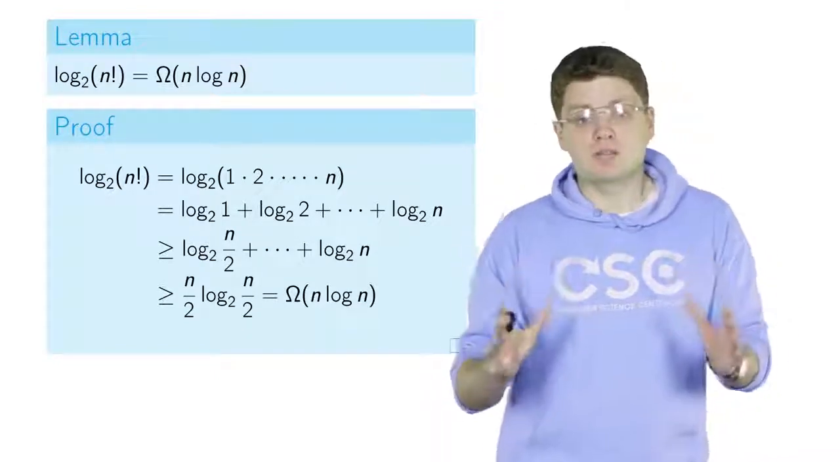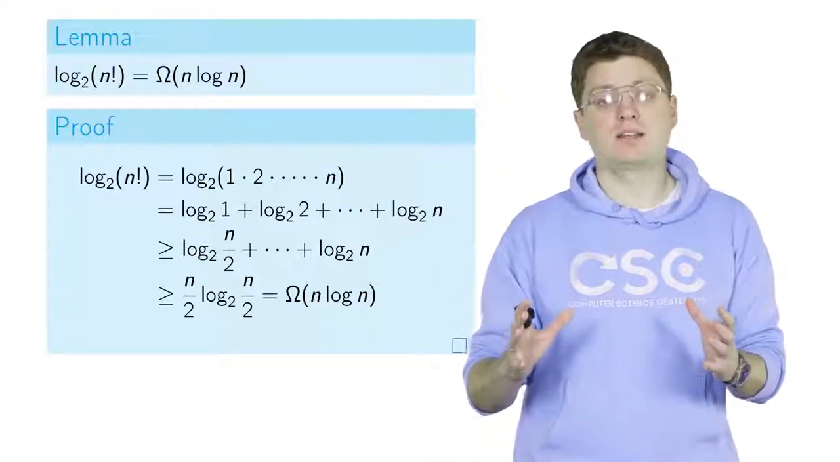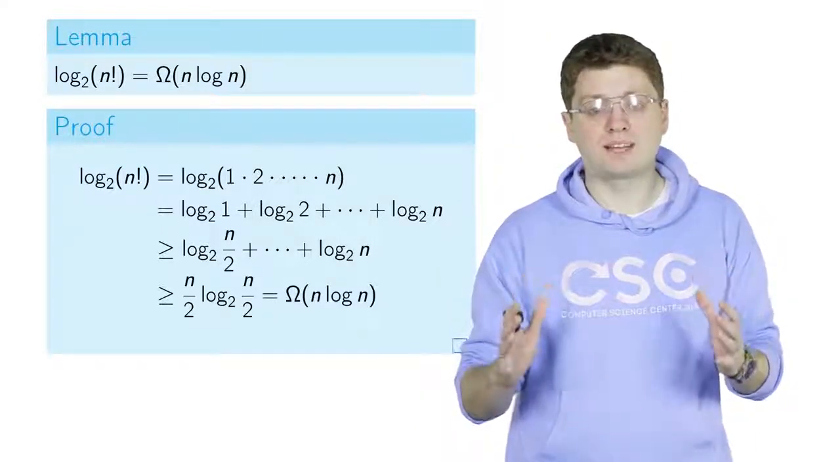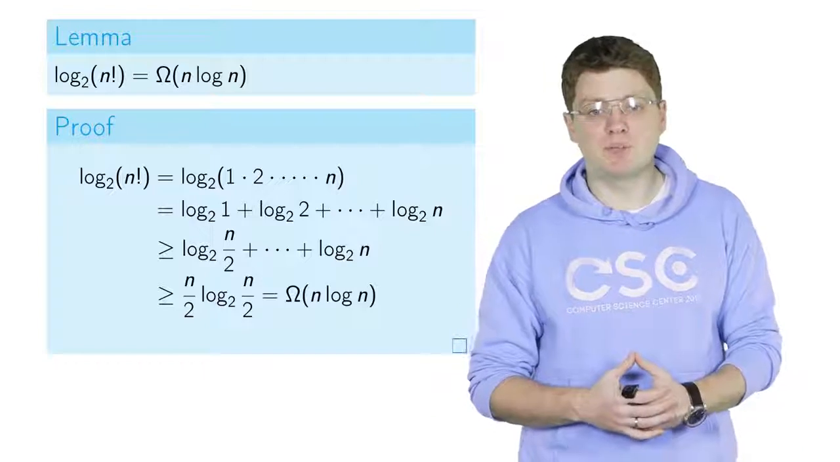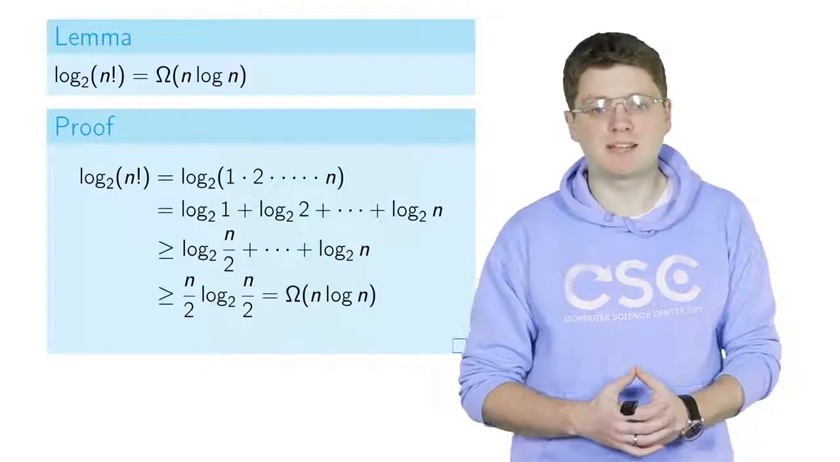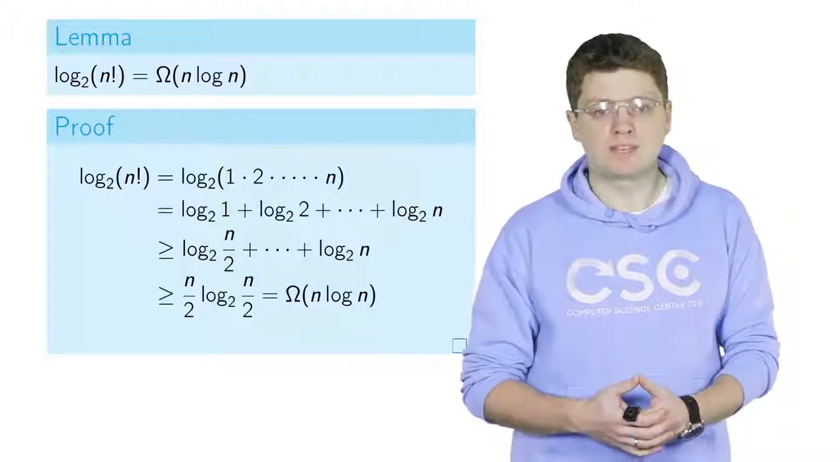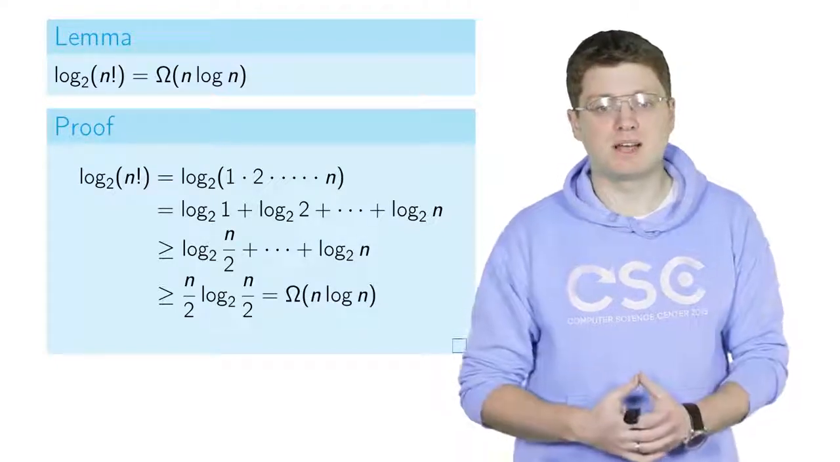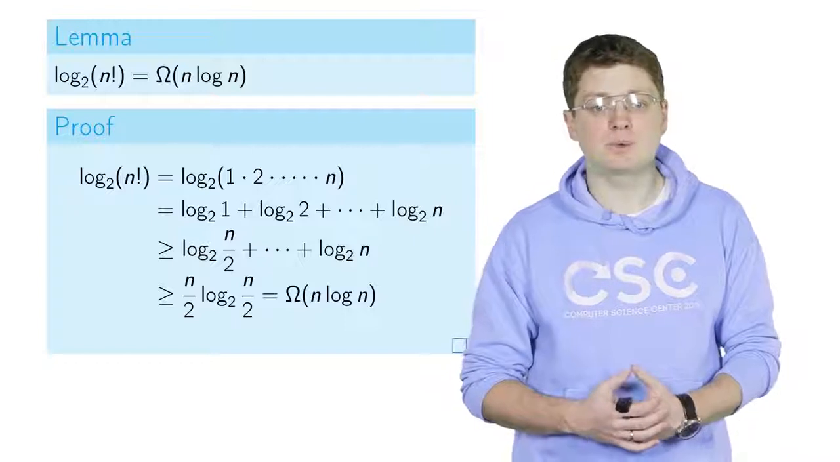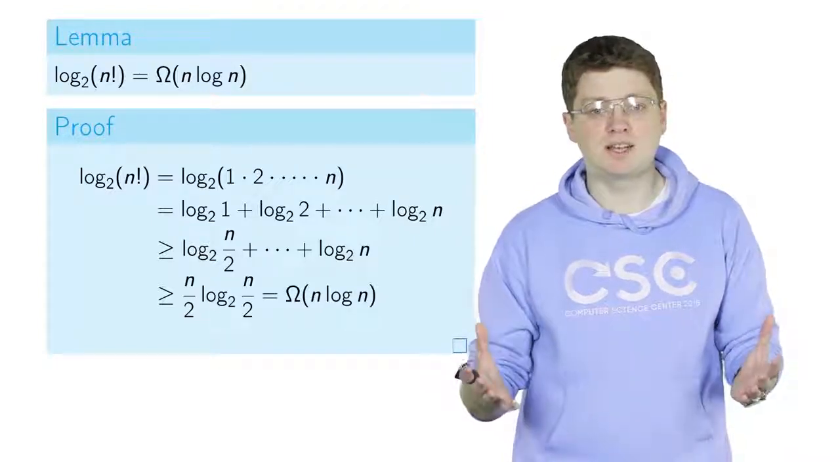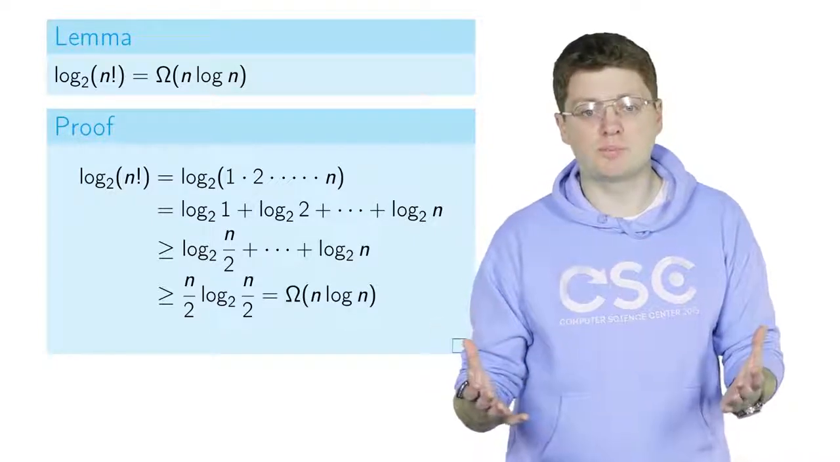Okay, so this concludes our proof, and this concludes the proof of the fact that any comparison-based algorithm must make at least n log n operations in the worst case. Once again, another conclusion is that our merge sort algorithm that we considered in the previous lecture is asymptotically optimal.